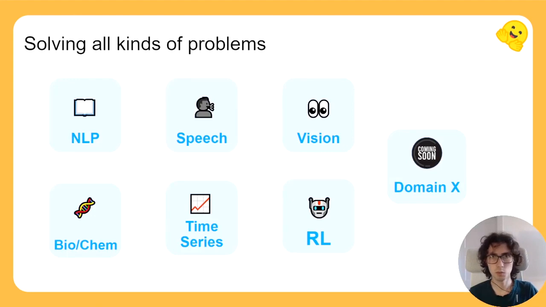This is what convolutional neural networks are doing. You can also do it for speech, biochemistry, time series, and reinforcement learning is starting to use decision transformers as well. And we don't know yet, but there will likely be other domains in which people can apply transfer learning and transformers.